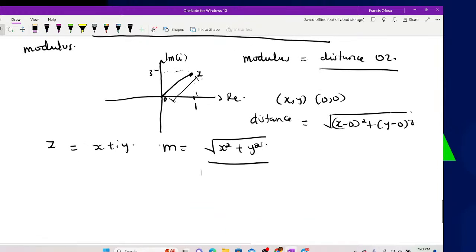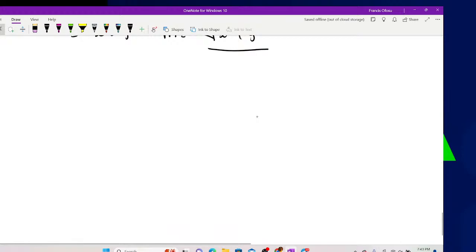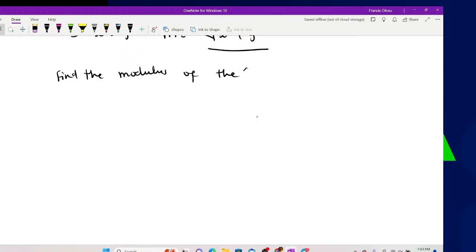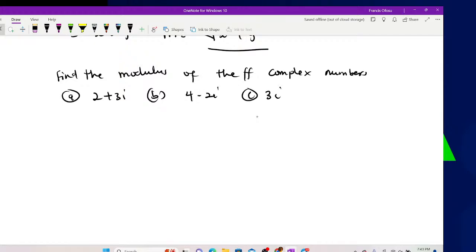Let's take an example here. Find the modulus of the following complex numbers. I have my A part, let's say 2 plus 3i, B, let's say 4 minus 2i, C, let's say 3i. Now let's take the A, 2 plus 3i. I want to find the modulus of Z. Now modulus of Z, we just simply put it in 2 bars.